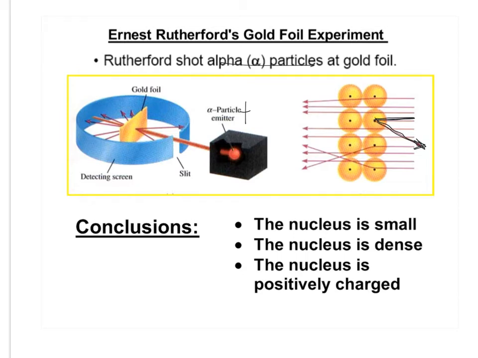So they knew how many they were shooting at, and so he concluded that the nucleus is small because you didn't get a lot of deflection. It's dense, and it's positively charged because it bounced off. If it was negatively charged, they'd be attracted to each other and stick.